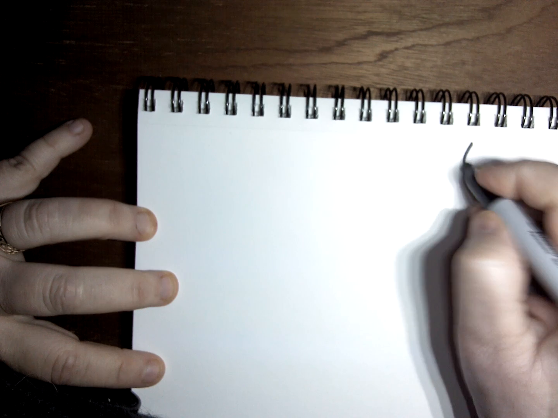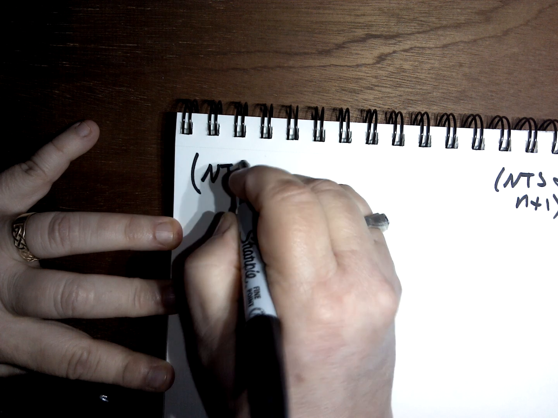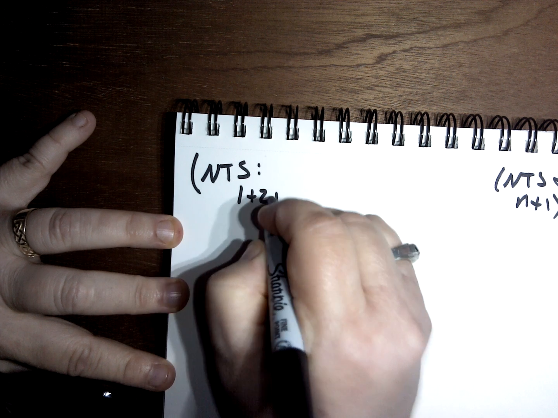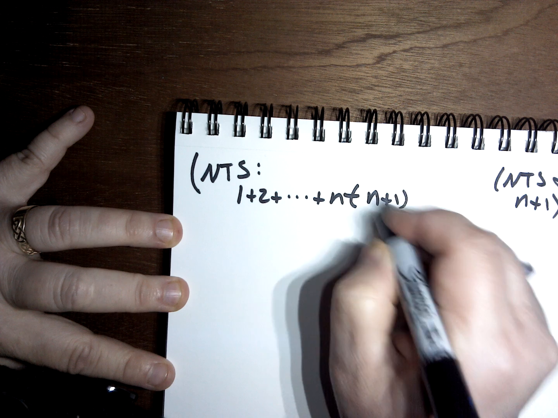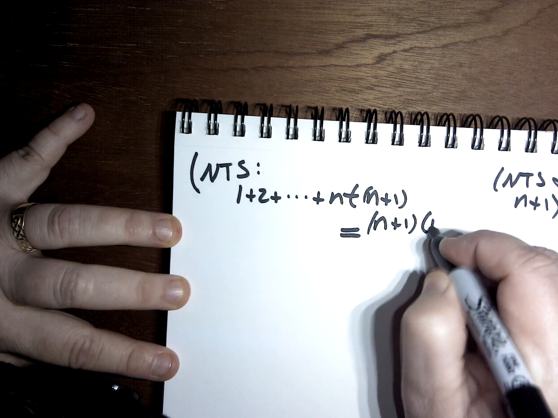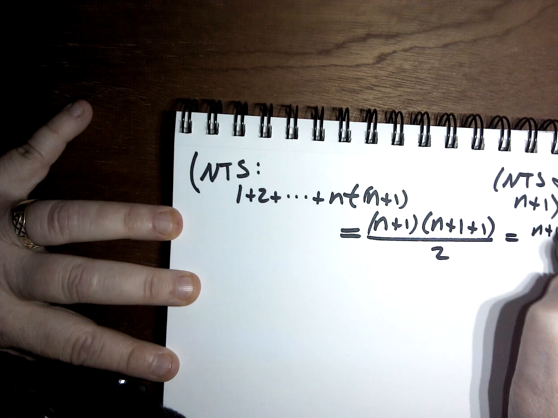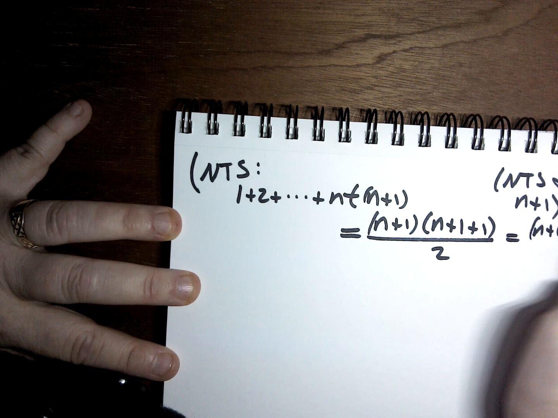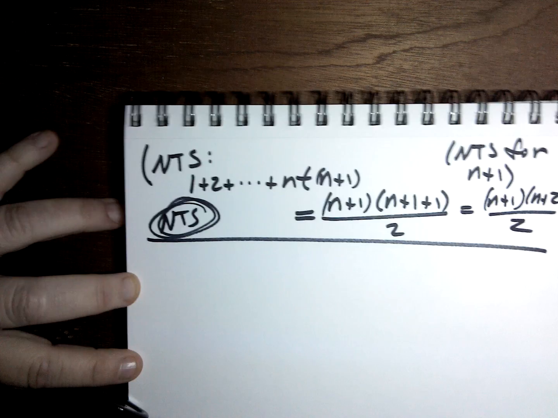So I need to show it for n plus 1. I need more space. What I need to show is 1 plus 2 plus yada yada yada plus n plus n plus 1, so go that one extra step, has to equal n plus 1 times n plus 1 plus 1 over 2, which normal people write as n plus 1 times n plus 2 over 2. This is what we need to show. Let me show you what it says.